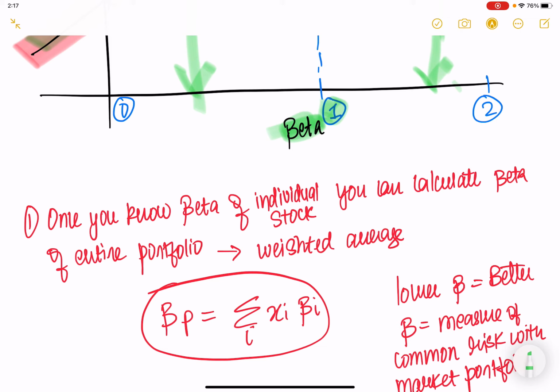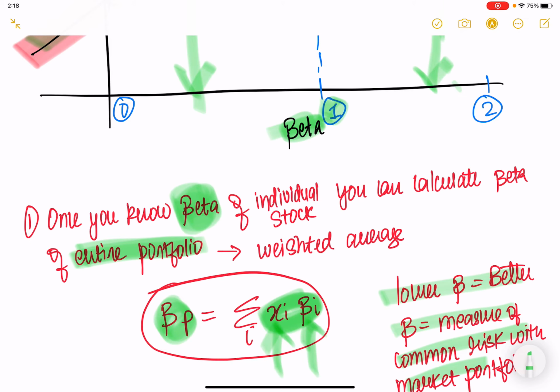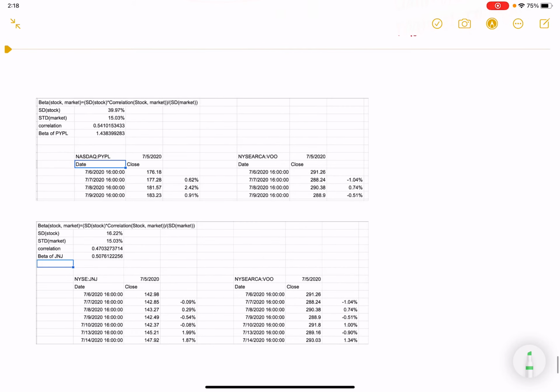The reason beta is important to calculate is that once you know the beta of individual stocks, you can calculate the beta of your entire portfolio by a weighted average summation of the weight of each stock and its beta with the market. If you sum all of that up, you'll get the beta of your entire portfolio. Lower the beta, the better. Again, beta measures the common risk with the market portfolio, right?